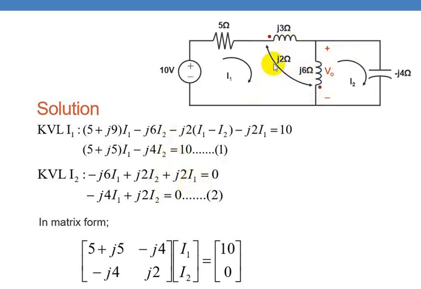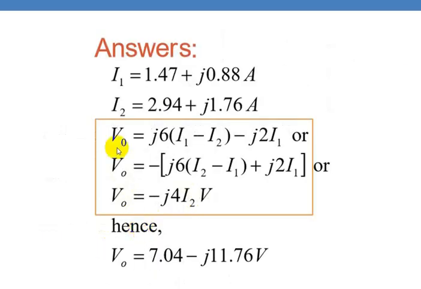So what about the current directions? While writing equation for second mesh, this current I2 is entering here, whereas in this I1 is entering the dot. So in both cases, the currents are entering. So right here plus. Now separate I1 terms, I2 terms. So you will get this equation as like this, equating to 0. Now put these equations in matrix form. Then find I1, I2 using Cramer's rule, like we did earlier.